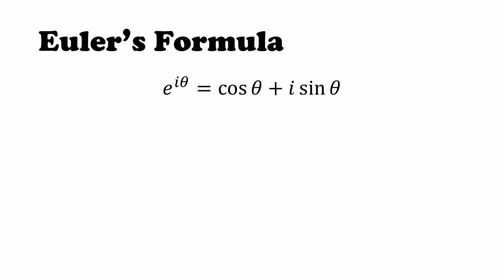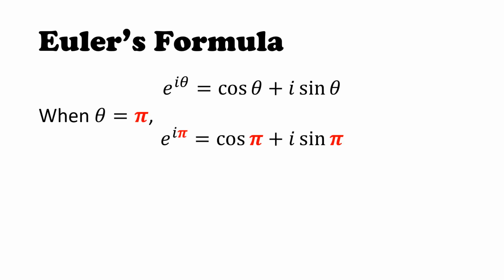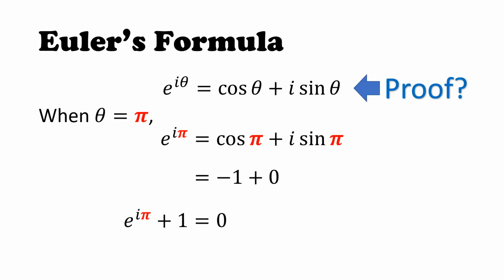Now, to prove Euler's identity from the formula, we only need to substitute theta equals pi. And since we know that cosine of pi gives us -1 and sine of pi gives us 0, this proves Euler's identity. Now, the question becomes, how do we prove Euler's formula? So first, we need to understand where the right-hand side comes from. And this is done by considering a point on the Argand diagram.